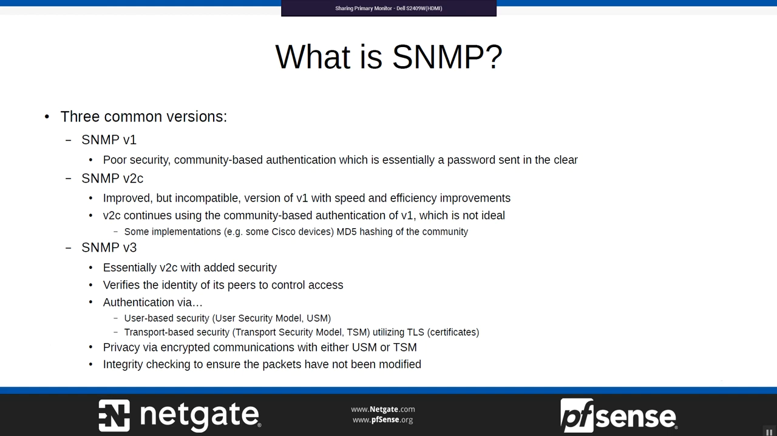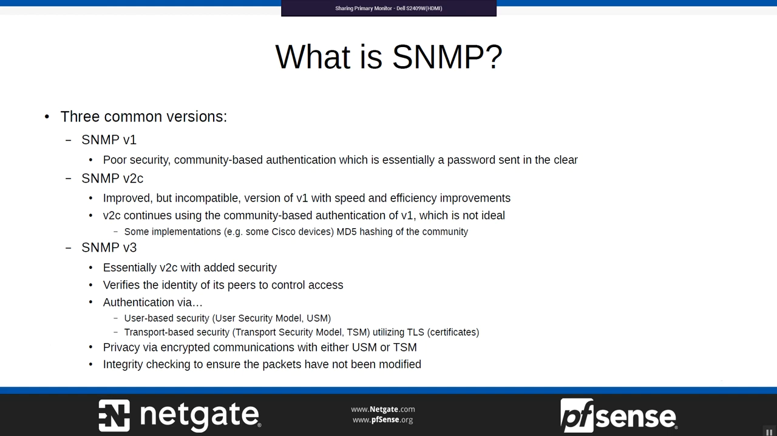There are 3 common versions of SNMP. First up is SNMP v1, which pretty much everything that's ever supported SNMP will support in some way, but it's the slowest and weakest of them all. Very poor security, community-based authentication, which is really just a username and password in one value, and it's sent in the clear. No encryption, no protection, nothing. But it is very widely supported.